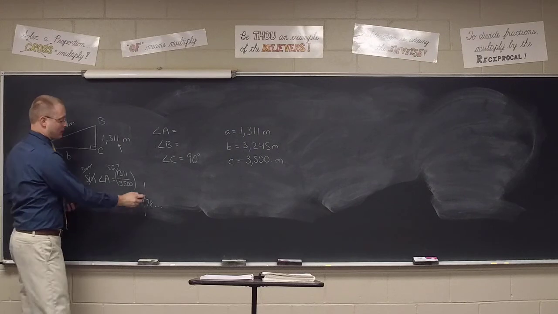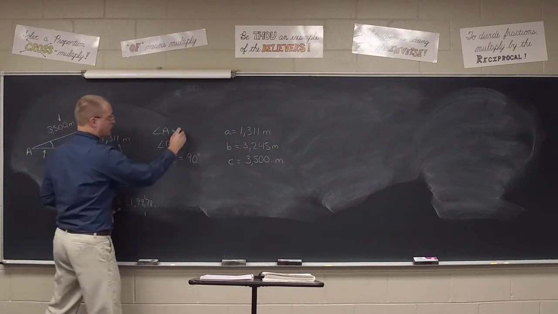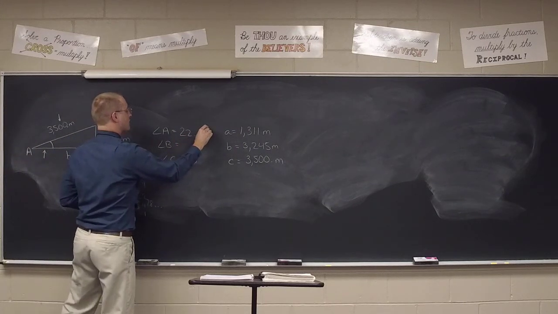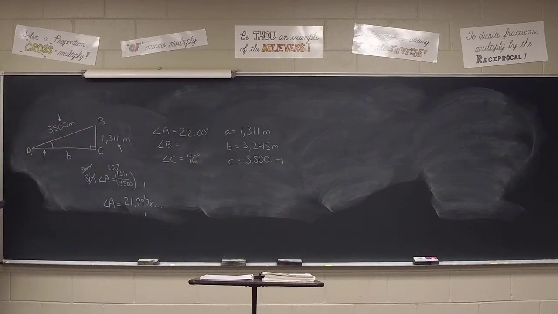22. Yeah, the 7 bumps up to 10, bumps up to 10, bumps up to 2. So it's not just 22, but 22.00 degrees. Almost exactly a 22-degree angle here. Okay. Questions on angle A?